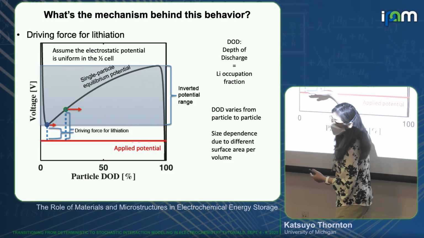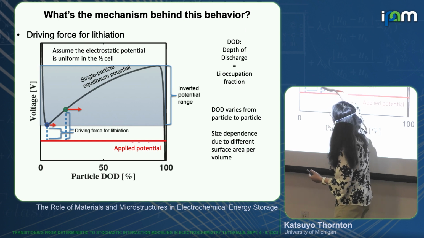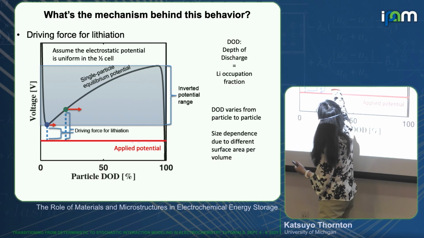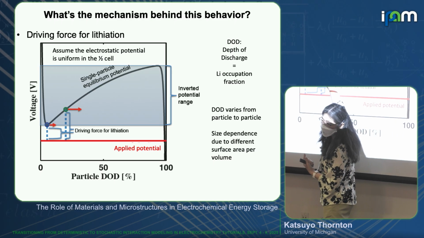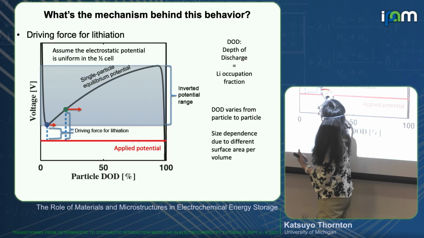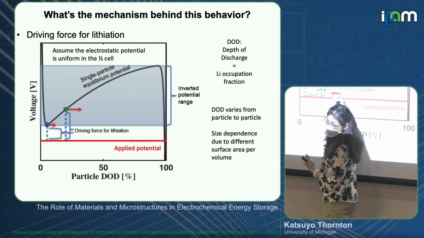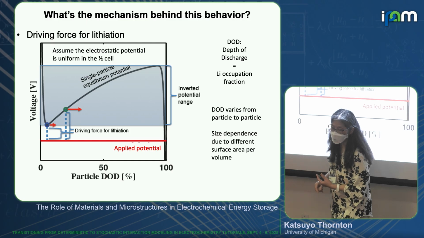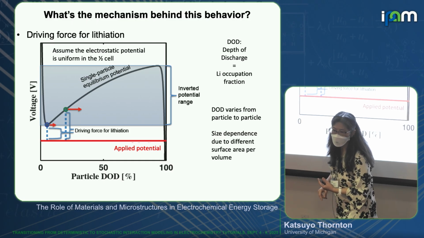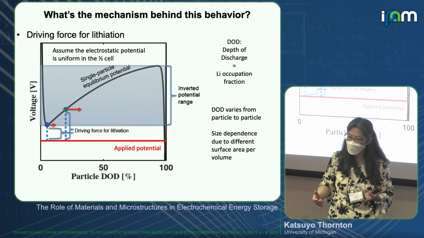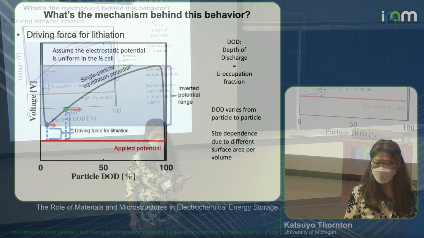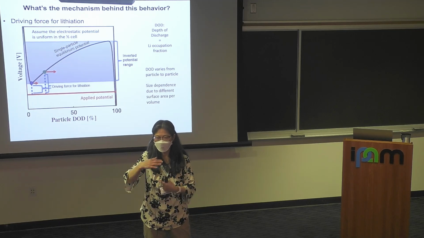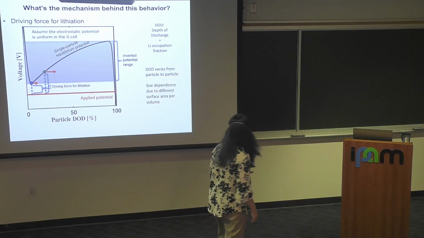So just remember this. If the applied potential is over here, for this particle, it's not going to do anything. If it's over here, it's going to delithiate. And if it's over here, it's going to lithiate. Make sense? It's just that the orientation of chemical potential and voltage is flipped. The signs are opposite, and the positive direction is different.